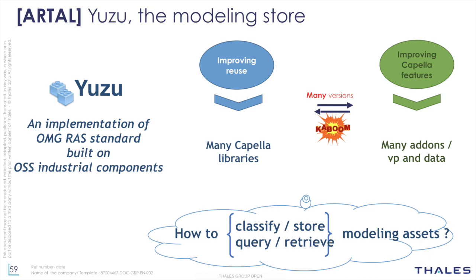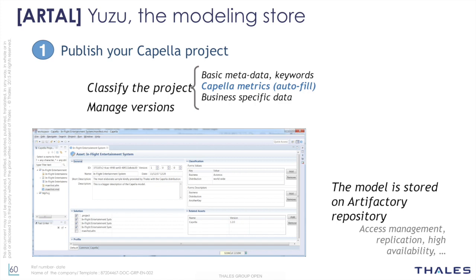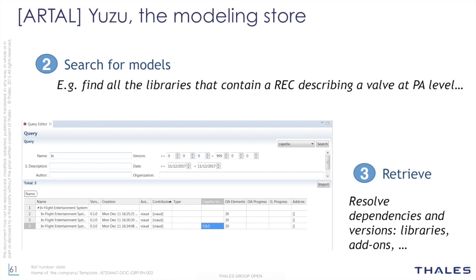It is based on the OSLC RAS standard. And what you can do is you publish your Capella project, so typically a library. You classify the project, you enter basic metadata, keywords, metrics, and you manage versions. You can have 3-digit versions and so on. The model itself is stored on an Artifactory repository, and then you can search for models, searching for keywords and so on, and retrieve them. And when you open a model that, for example, has dependencies towards libraries, the tool will tell you, hey, I have a new version of my repository. Do you want to use this new version, or do you want to stick with the old one?